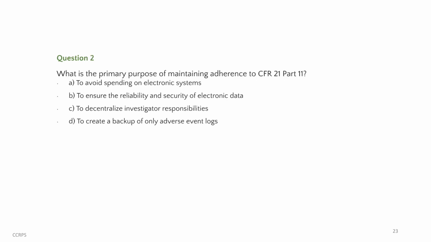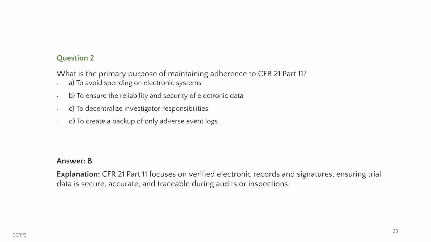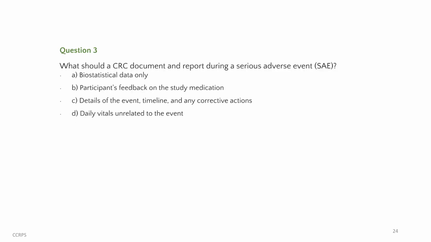Question 2, what is the primary purpose of maintaining adherence to CFR 21 Part 11? A, to avoid spending on electronic systems. B, to ensure the reliability and security of electronic data. C, to decentralize investigator responsibilities. D, to create a backup of only adverse event logs. Answer is B. CFR 21 Part 11 focuses on verified electronic records and signatures, ensuring trial data is secure, accurate, and traceable during audits or inspections.